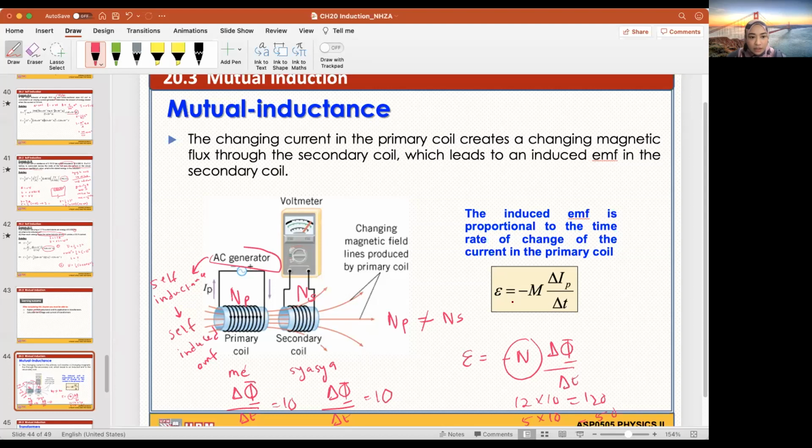Okay, so with that said, that's your theory. This is the equation: EMF equals minus M delta IP over delta T. So the induced EMF comes from the current in the primary coil. Later we will talk about what M is. Again, EMF comes from the primary coil's current, because the secondary coil does not have an AC generator. It doesn't even have a battery. So it gets the change in magnetic flux from me.